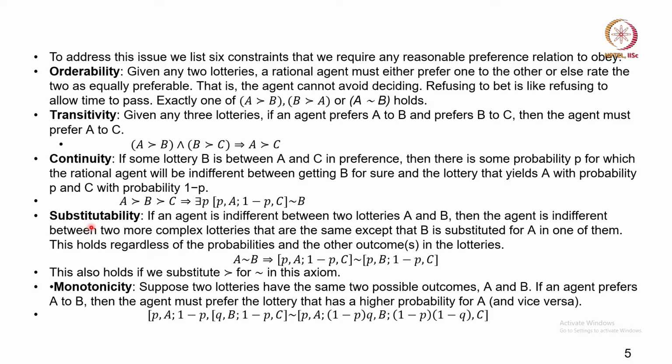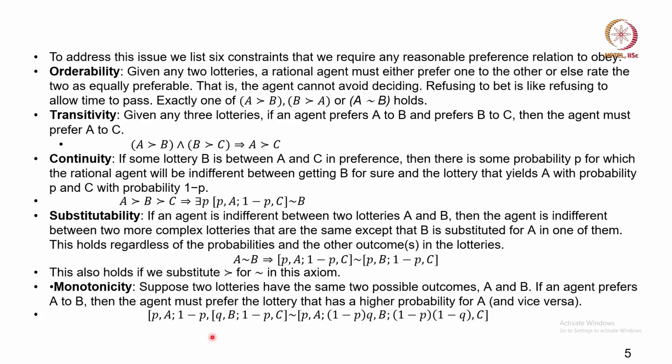Next one is what is called substitutability. If the agent is indifferent between A and B, then the agent is indifferent between two more complex lotteries that are the same except that B is substituted for A. So if you take one lottery where the probability of A is P and of C is 1 minus P, and you replace that A by B, then the agent is indifferent between these two. So that is called substitutability.